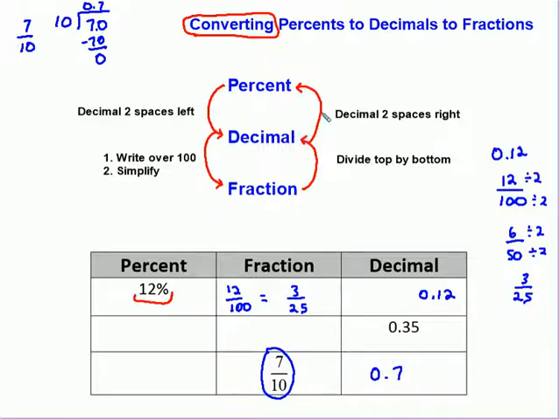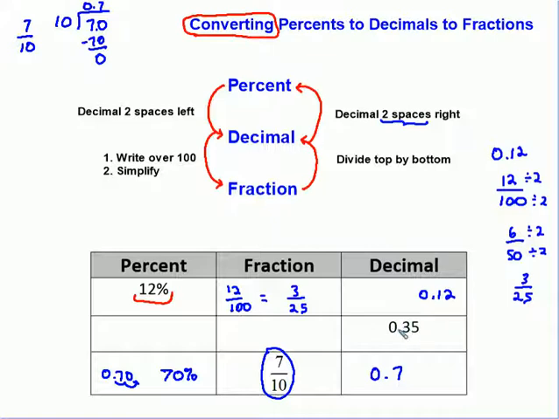Okay, now let's say we want to go from a decimal to a percent. Well, now all we have to do is move the decimal 2 spaces to the right. We have 0.7 right now, and we're going to move that decimal 2 places to the right, 1, 2. Our decimal point will go right there, and we'll have to add a 0, and that will give us 70%. And we can do that for any of the above. We can move from decimals to percents, percents to fractions, etc.